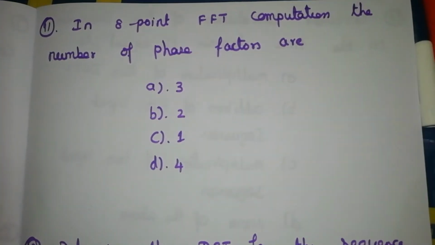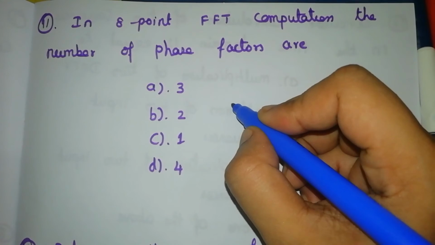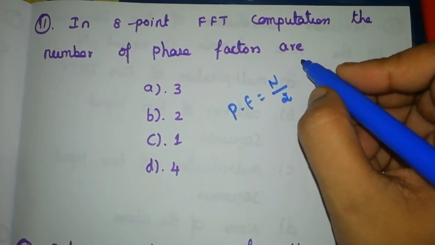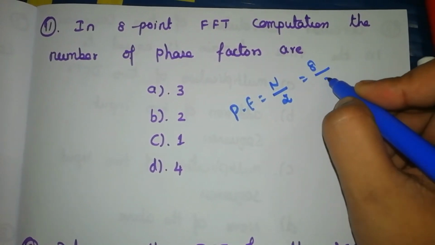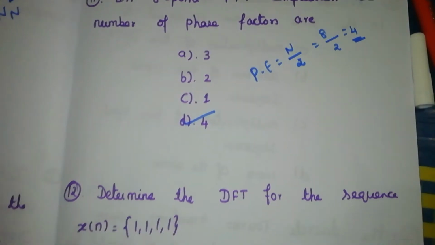Next one, in 8-point FFT computation, the number of phase factors is equal to N by 2, and here N is equal to 8, so 8 divided by 2, that is equal to 4. So the answer here is D.